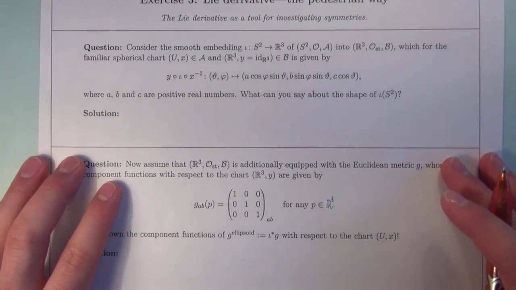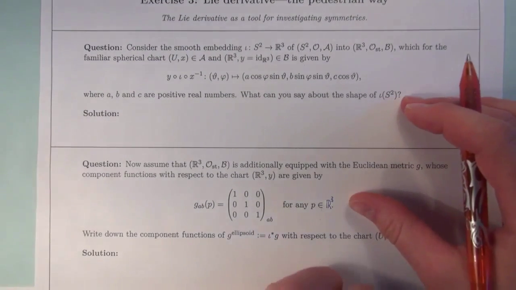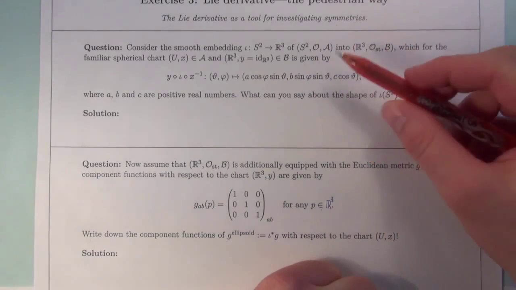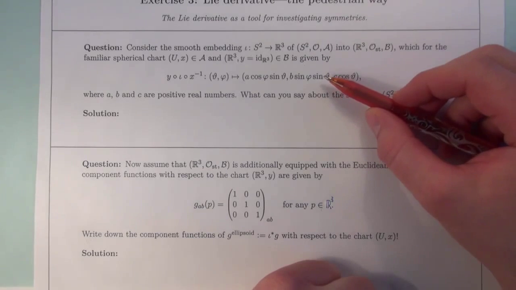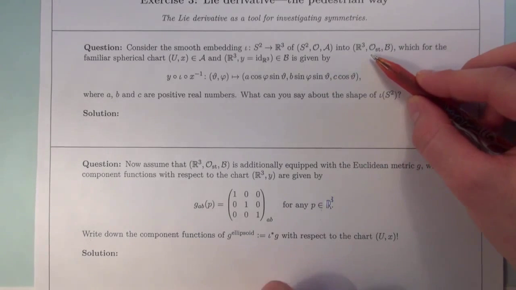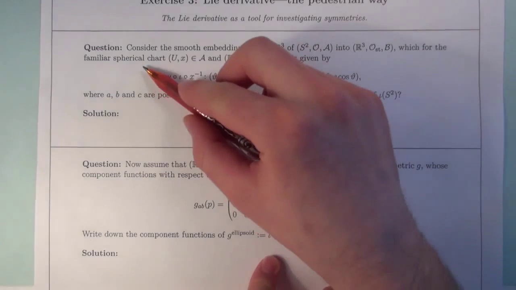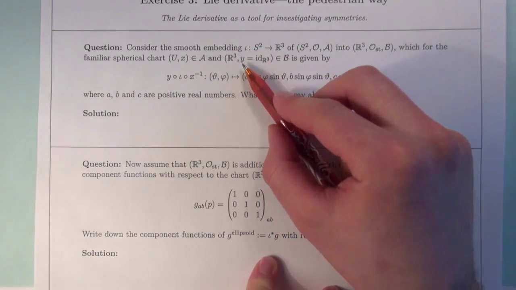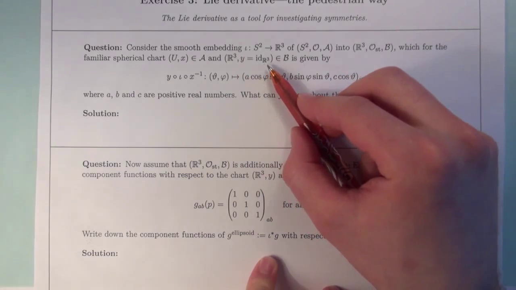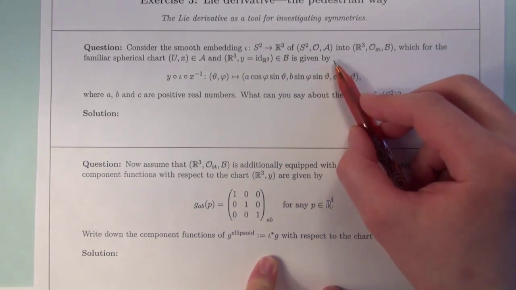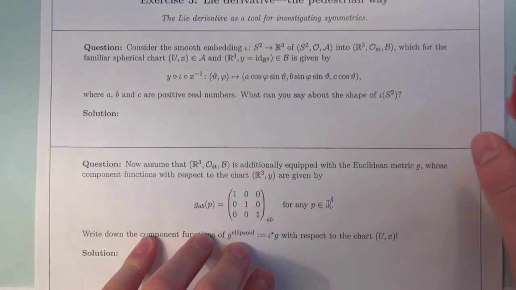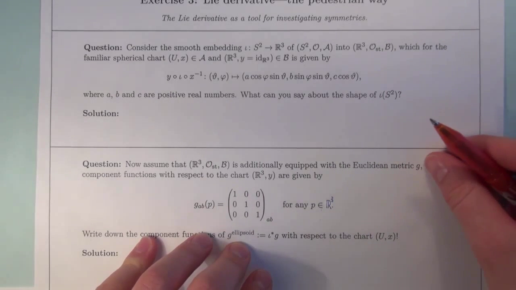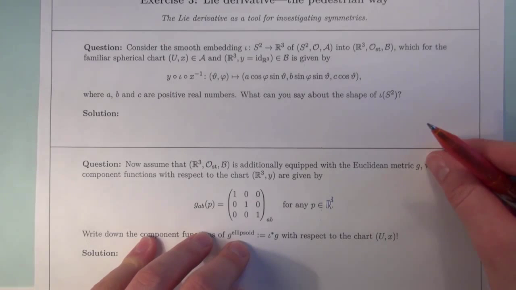Consider the smooth embedding iota as a map from S2 to R3, with S2 equipped with a topology and an atlas, so a smooth manifold, and the same for R3. For the familiar spherical chart (U, x) on S2 and (R3, y) with y the identity map on R3, iota is given by the following expression, where a and b are positive real numbers. What can you say about the shape of iota of S2?